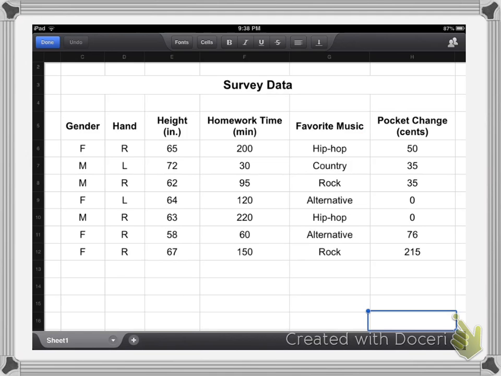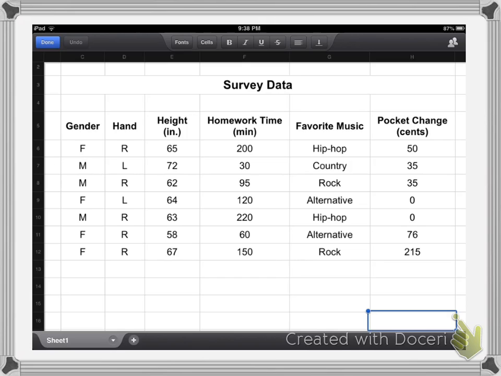So here's some sample survey data. I got it out of one of the various stats textbooks that I have. So let's take a look. We've got some information about gender, handedness, height, the amount of time spent on homework, favorite music, and pocket change. So let's categorize these various variables in terms of whether they're categorical or quantitative.